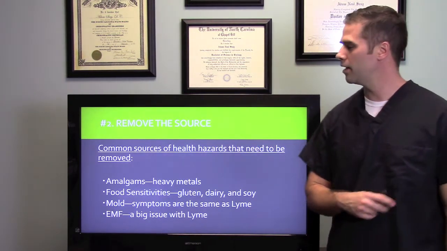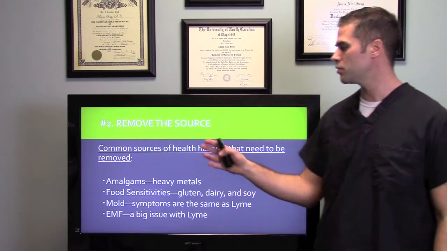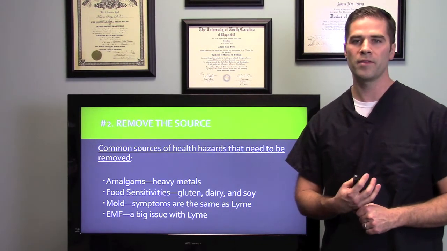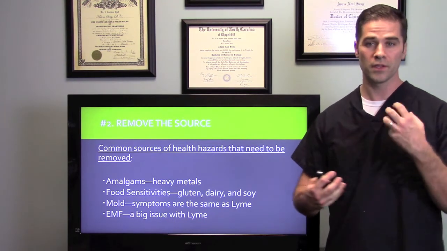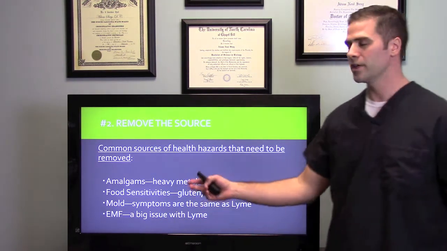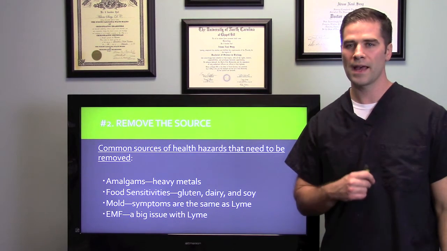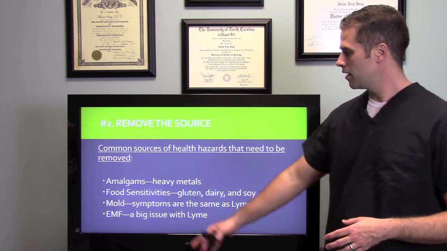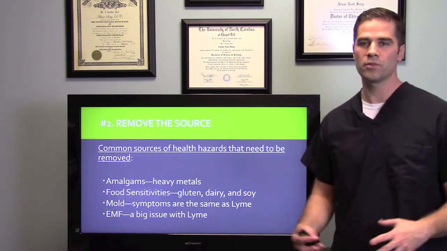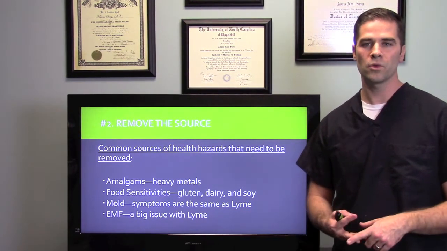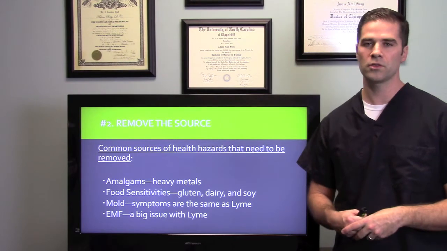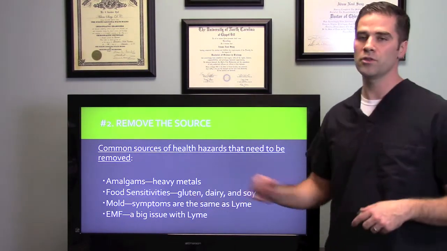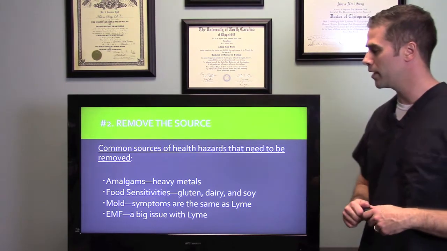Number 2 is going to be removing the source. Common sources of health hazards that need to be removed are amalgams. If you have dental fillings that are metal in your mouth, you've got to get those out, because mercury just wreaks havoc on the nervous system, in addition to what Lyme is doing with inflammation. Food sensitivities, we've got to remove the big 3. For most people, those are gluten, dairy, and soy. A lot of Lyme patients don't do well with sugar, so a lot of times we want to test to see if your body is having an issue here. We've got to remove those to get you well.